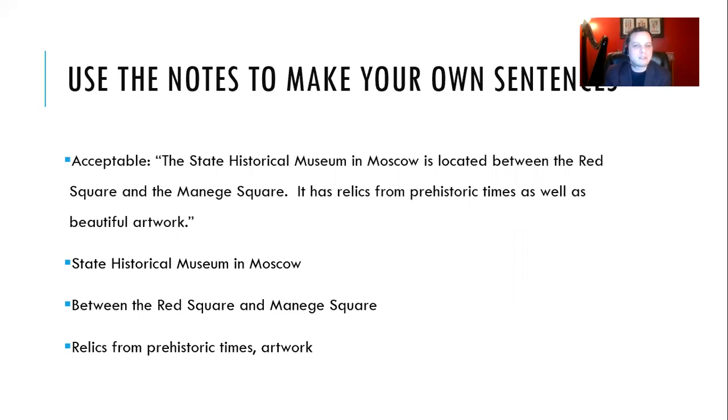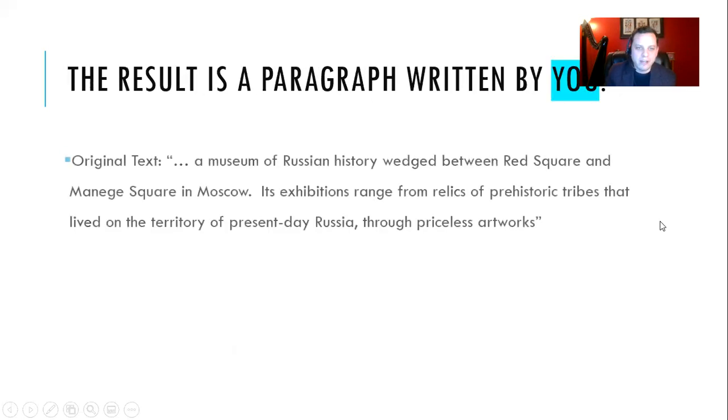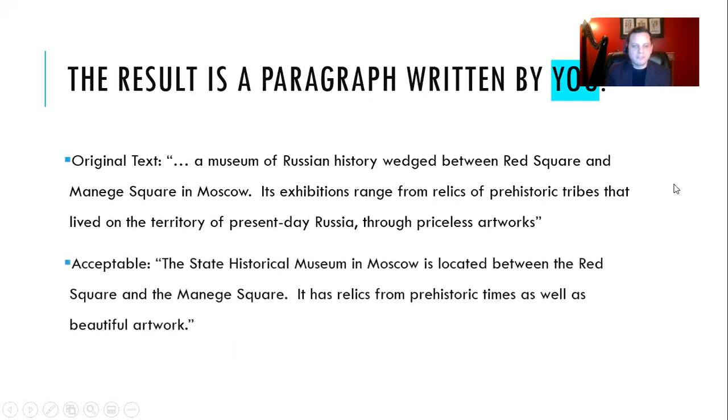So what would be acceptable is this. The State Historical Museum in Moscow is located between the Red Square and the Manège Square. It has relics from prehistoric times as well as beautiful artwork. So I've taken my notes, these 3 point form notes, and I've made my own sentences. The final result you can see is different from the original text. That's okay. That's how you avoid plagiarism.